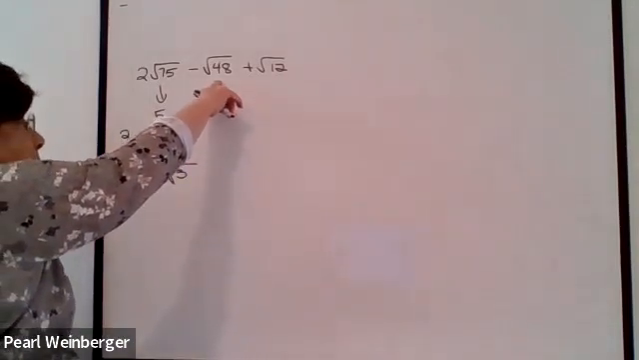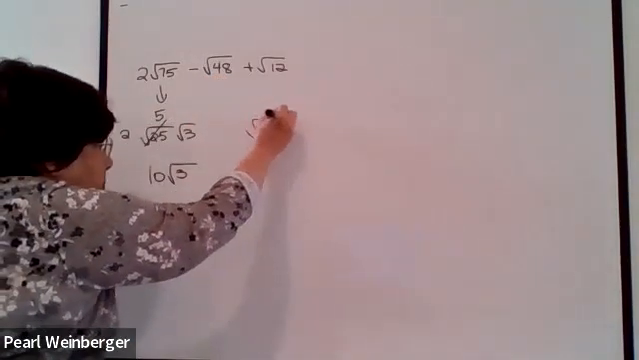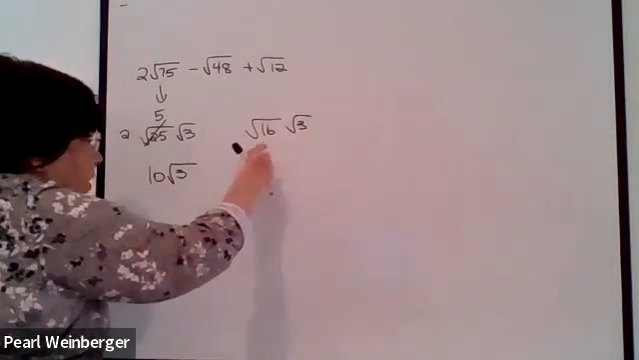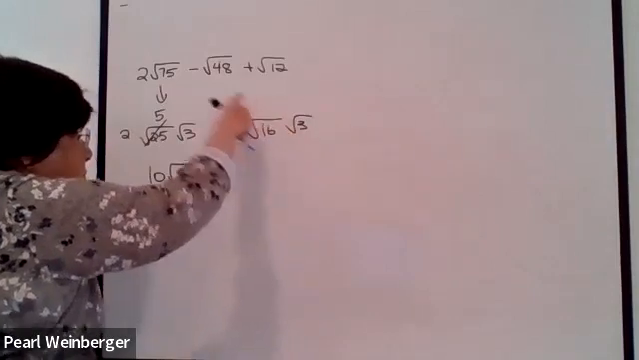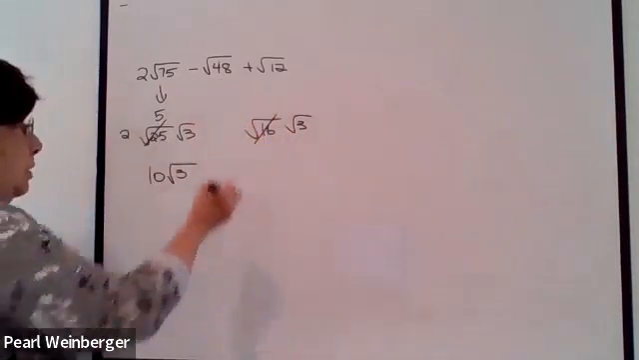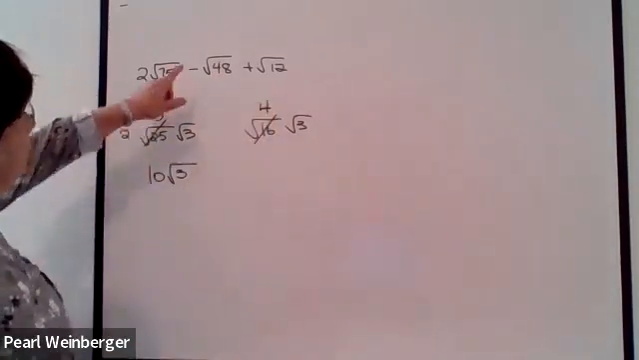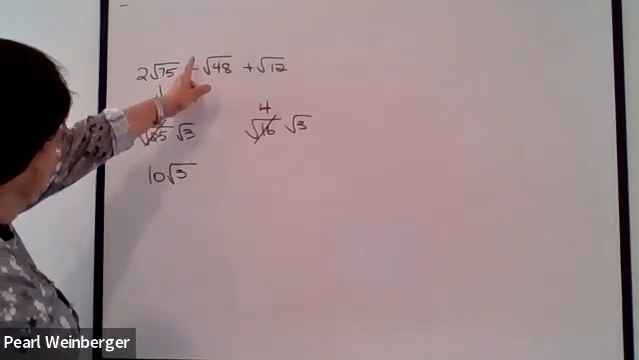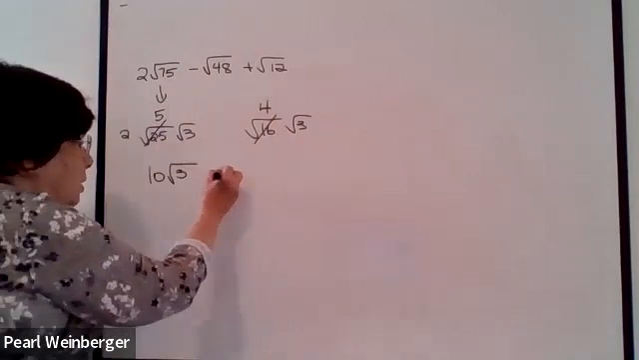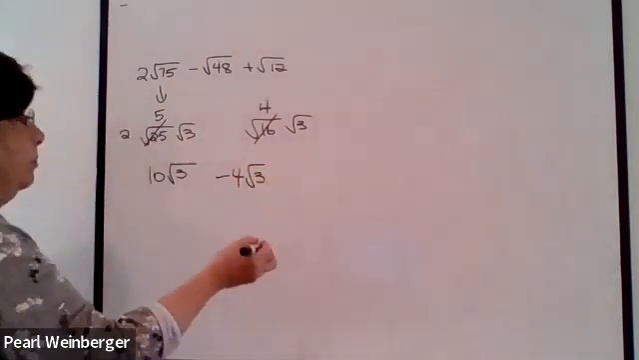Okay, we then go to the 48. Now we did 48 before. If you remember, we broke 48 into 16 and 3. 16 times 3 will give us 48, and 16 is a perfect square. So the square root of 16 we're going to make 4. Notice the only thing in front of that is a minus, like a -1. So we multiply -1 times the 4. We get -4 radical 3.